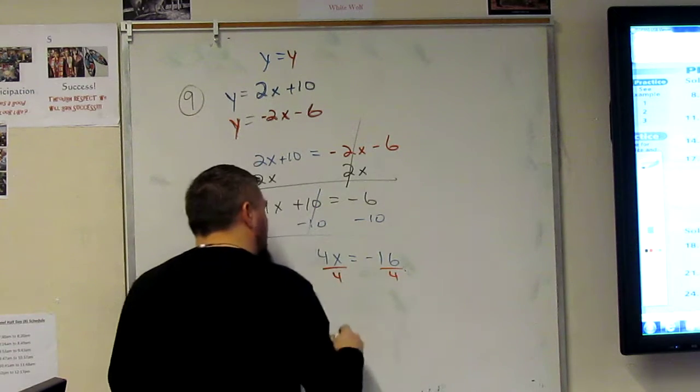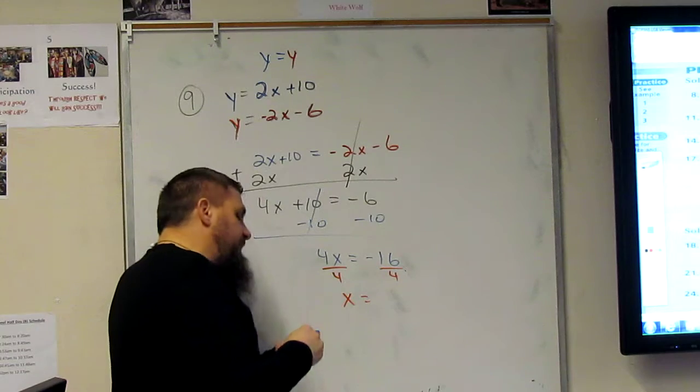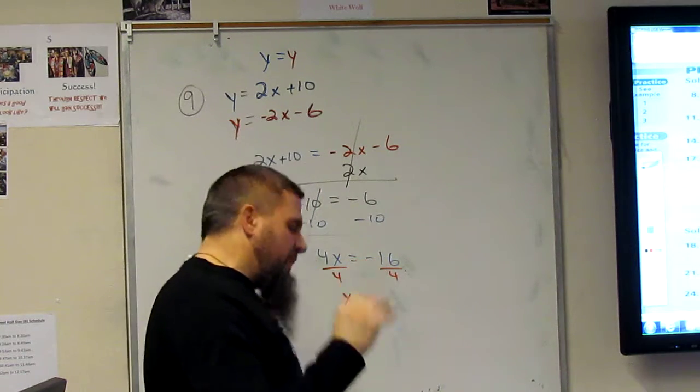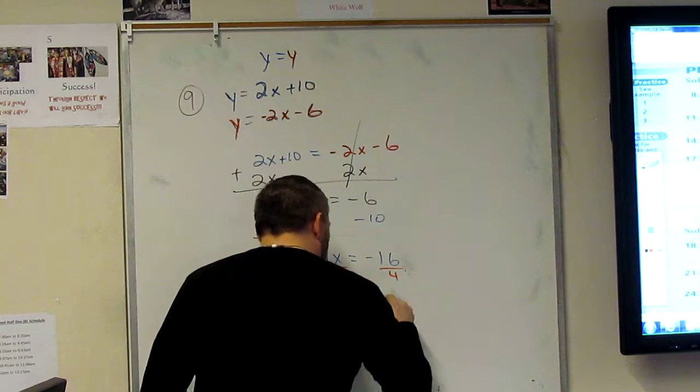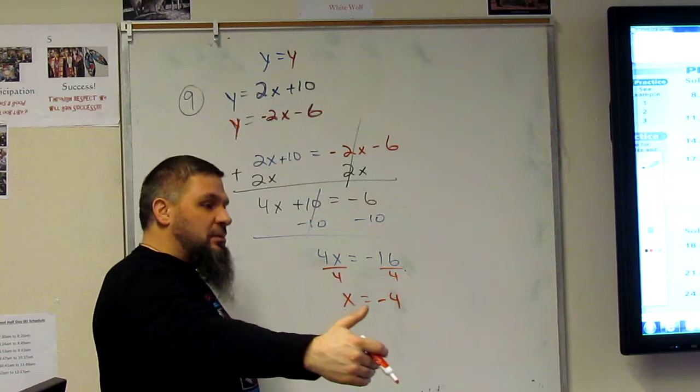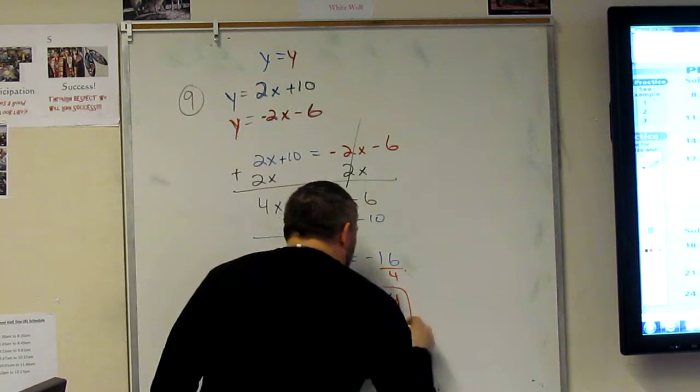I promise you. Alright. Negative 16 divided by 4. Negative 4, because a negative and a positive make a negative. Okay? So that's what x is.